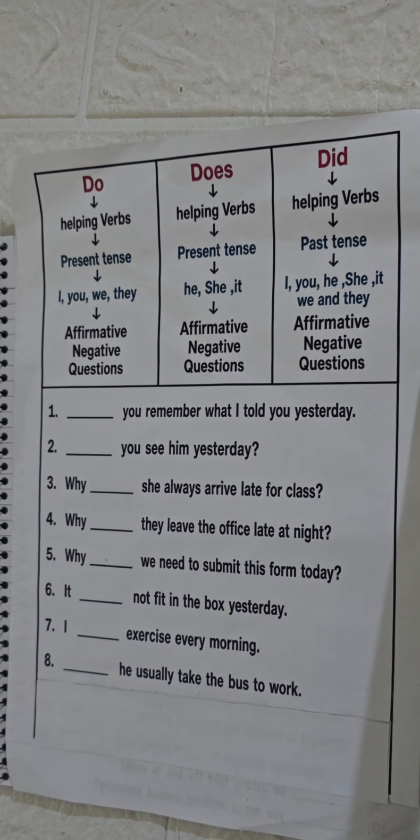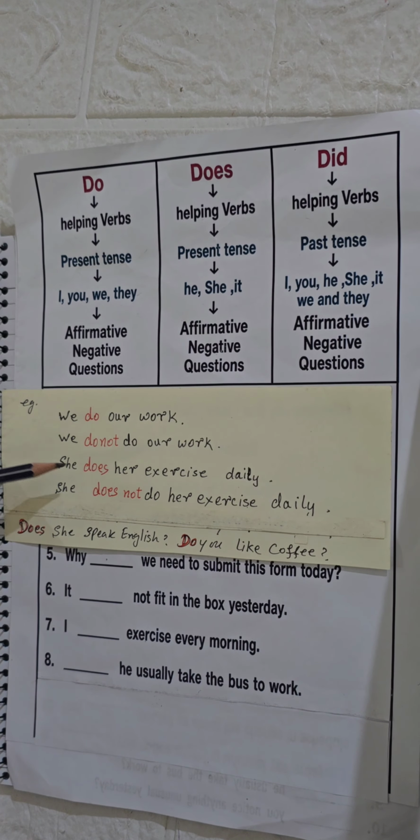For example, we do our work. We do not do our work. Just by adding not after do, we have changed it into a negative sentence. She does her exercise daily. This is an affirmative sentence. Now just adding not after does, we can make it negative: she does not do her exercise daily.